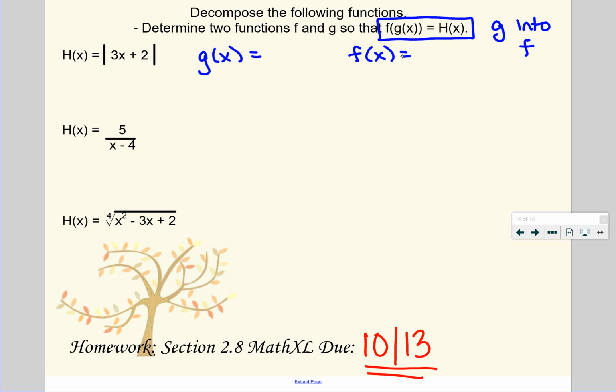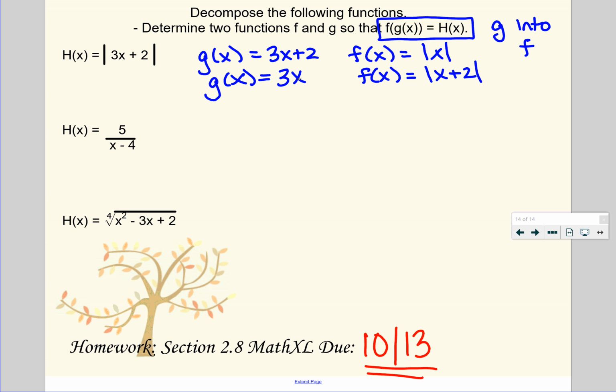Let me give you an example. If my f was the absolute value of x, just our parent function absolute value, g could be 3x plus 2. And if I plug 3x plus 2 in for that x, I get h. Make sense? Here's another way it could be written. F of x could be the absolute value of x plus 2. G of x could just be then 3x. Again, do you see how if I plug g into f, I would have that answer? So lots of different ways that you can do these.